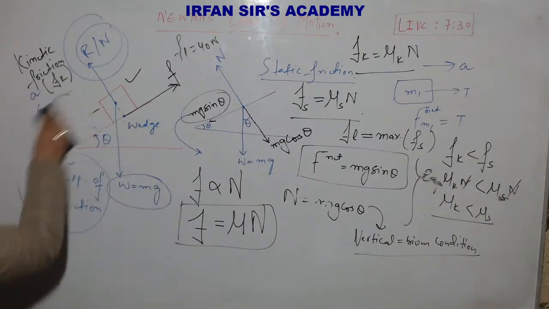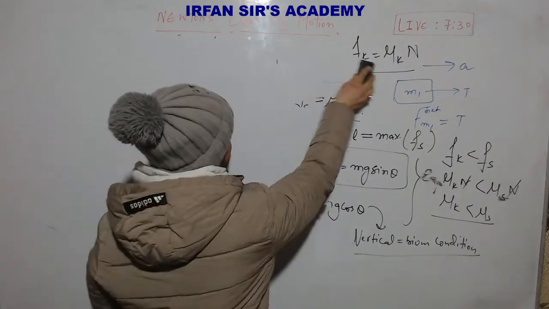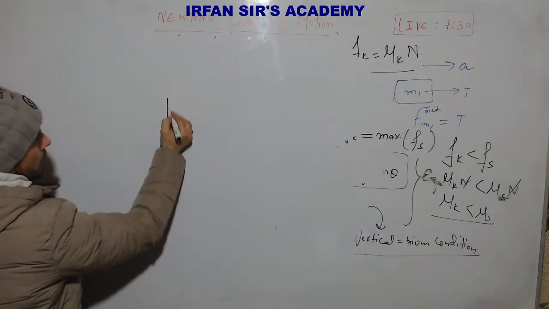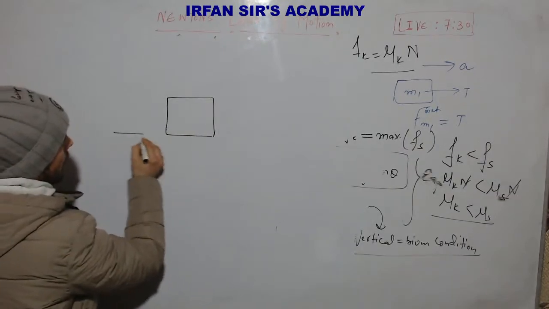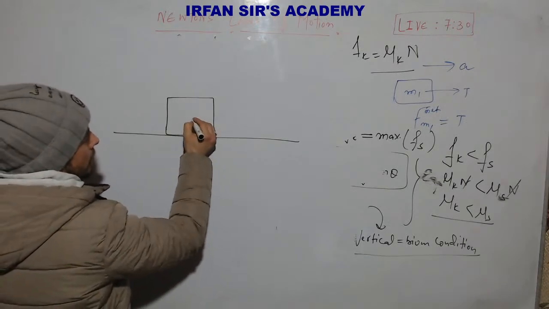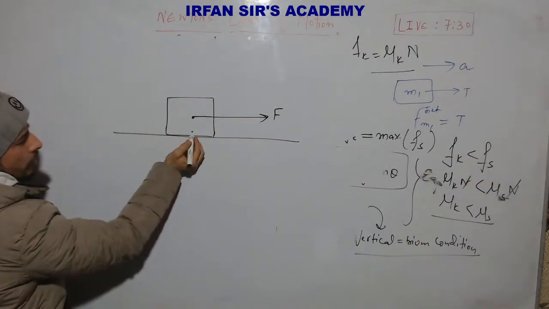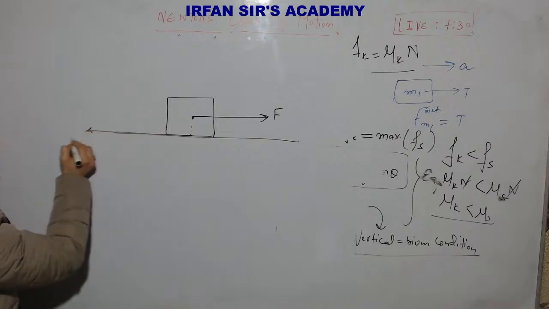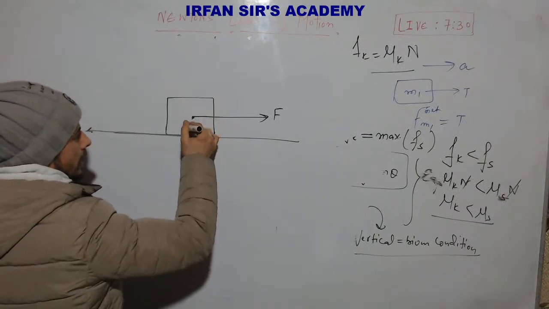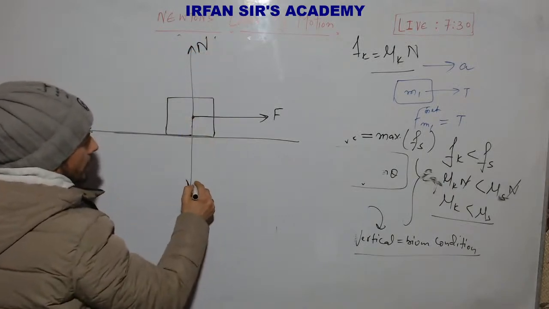What is this thing? Suppose this is a body, and you are giving some applied force in this direction. If this is a rough surface, frictional force will come into play in this direction. I hope you understand. What is also a force? Another force, that is the normal reaction, in this direction, normal to the body, and there is the weight of the body in this direction, W equal to mg.